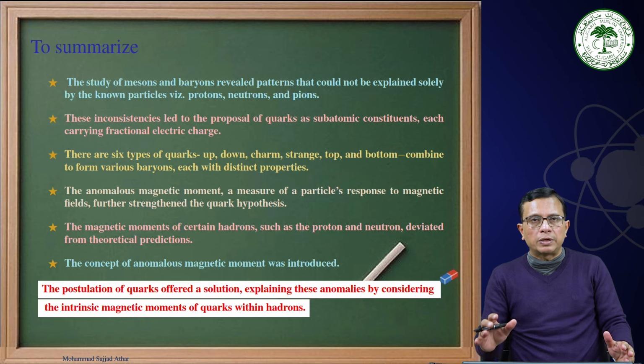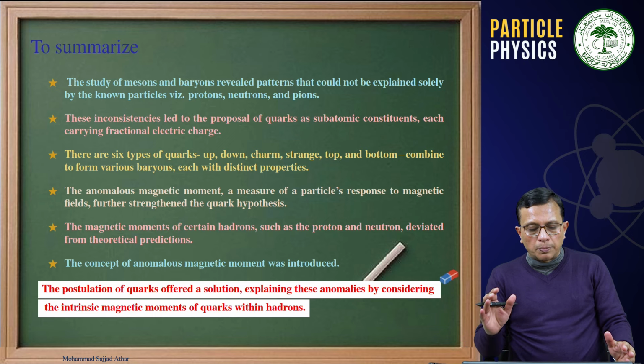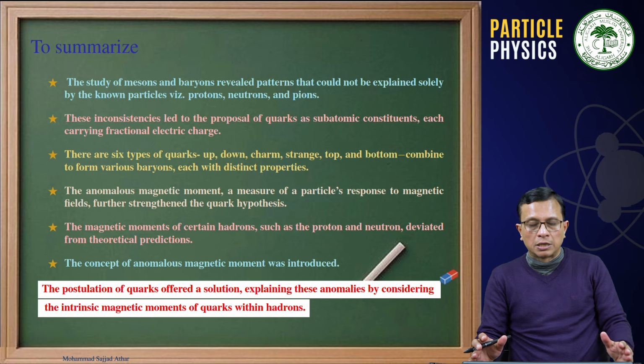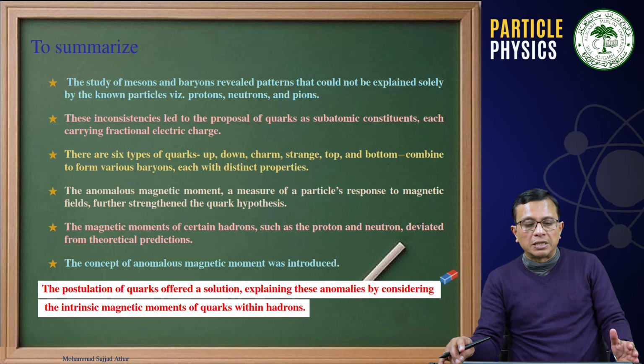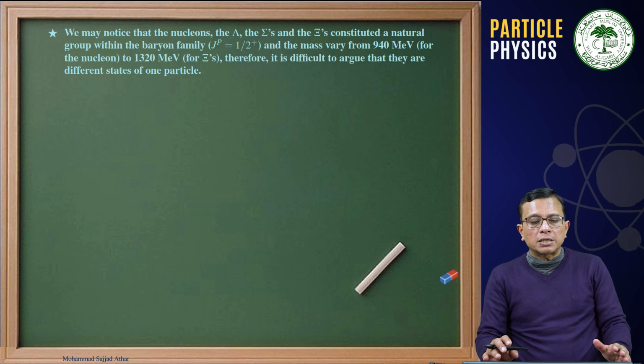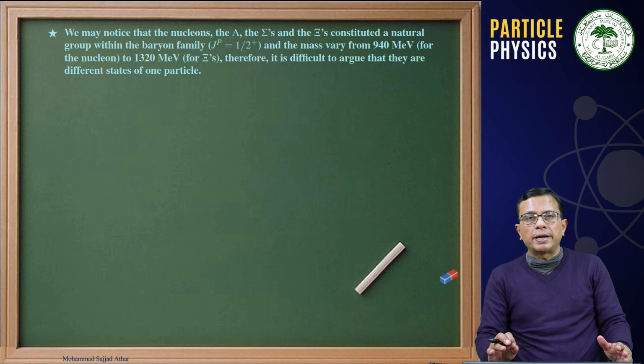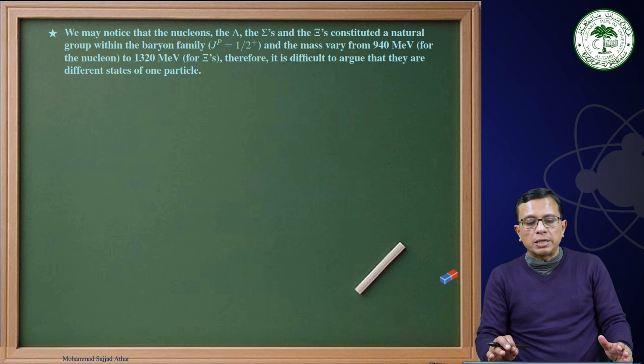We shall try in one of the classes to obtain the magnetic moment of the neutron, proton, and other particles using the quark wave functions. Now, the postulation of quarks offered a solution explaining those anomalies by considering the intrinsic magnetic moments of quarks within the hadrons.